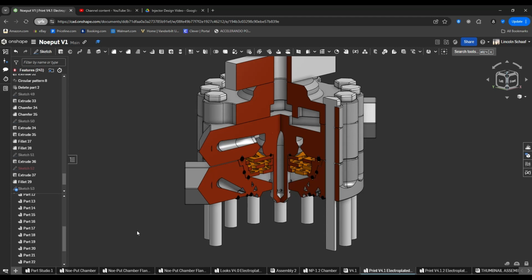This is part 2 of the Noeput engine design overview. Today we're going to take a look at the injector and how it moves the propellants and coolant into and out of the engine.